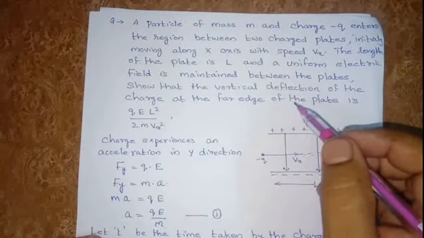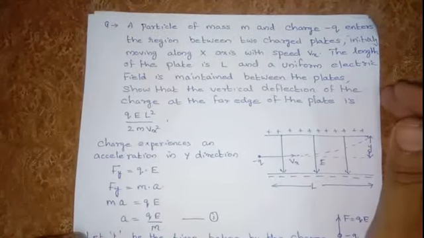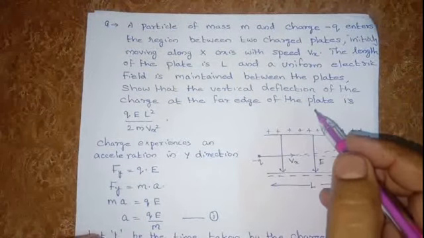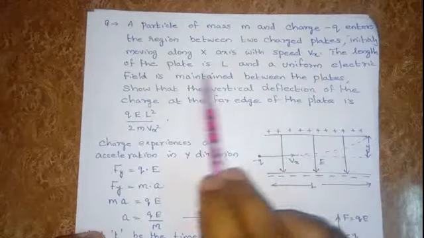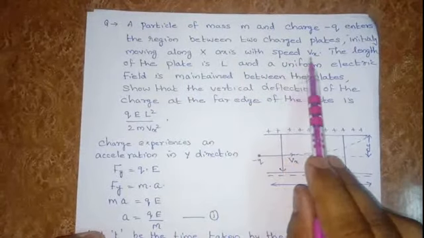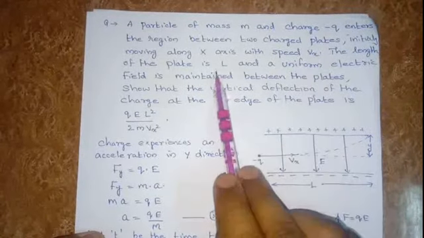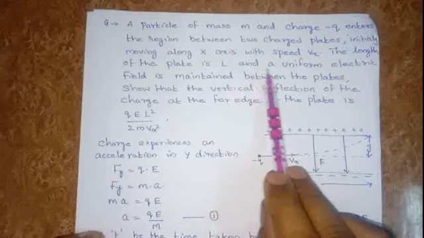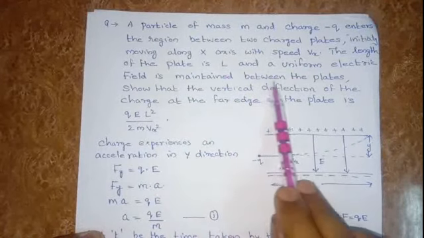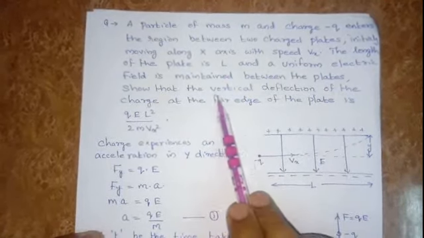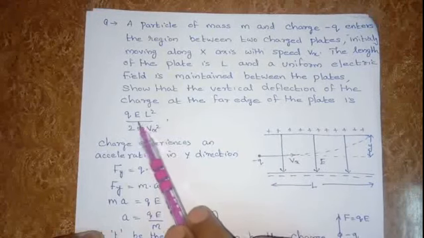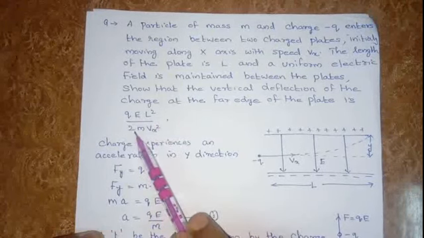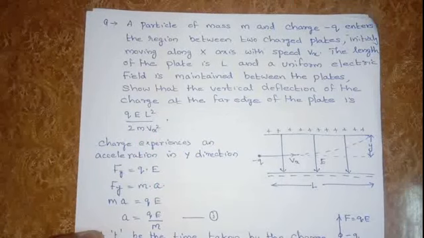So let us discuss one more problem. A particle of mass m and charge -q enters the region between two charged plates, initially moving in the x-axis with a speed vx. The length of the plate is L, and a uniform electric field is maintained between the plates. Show that the vertical deflection of the charge at far edge of the plate is qEL² divided by 2mvx². So this is the situation.